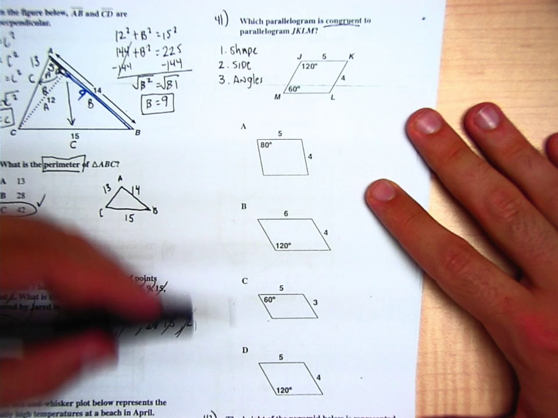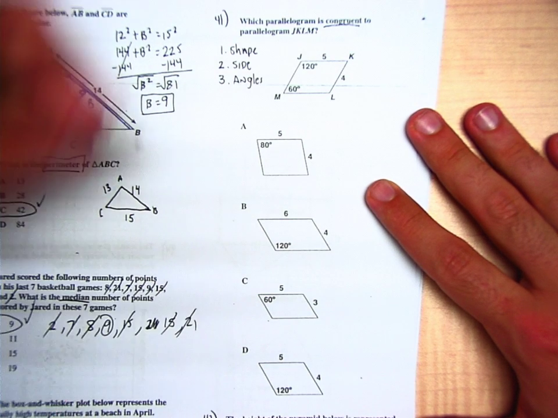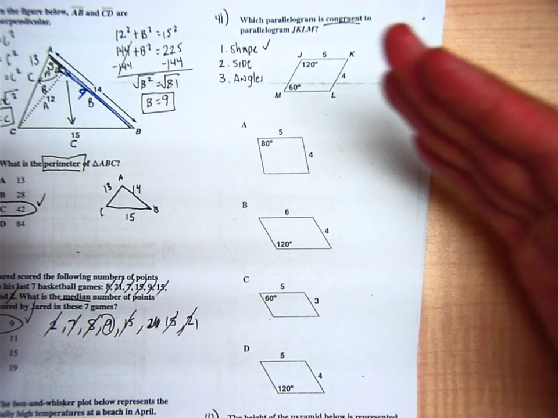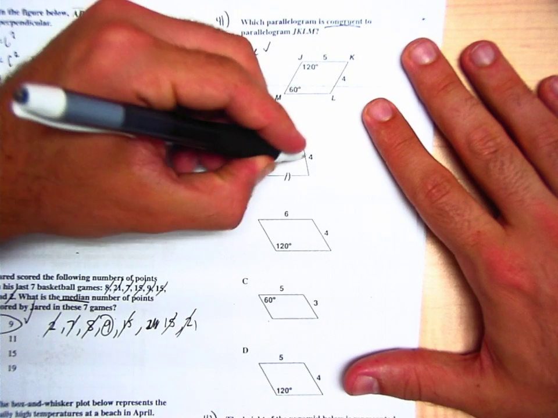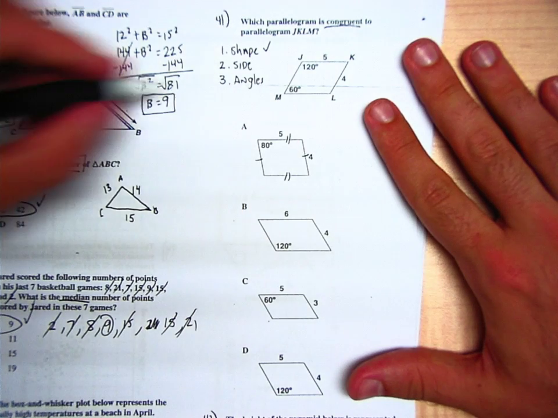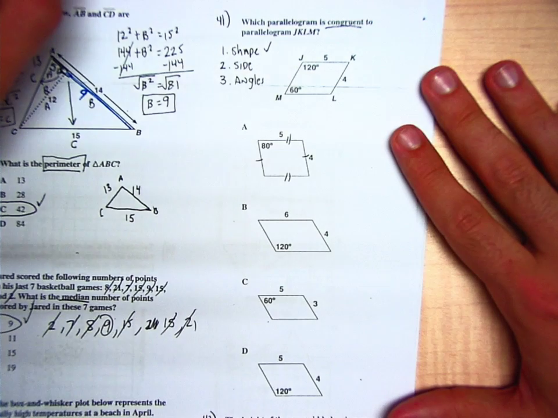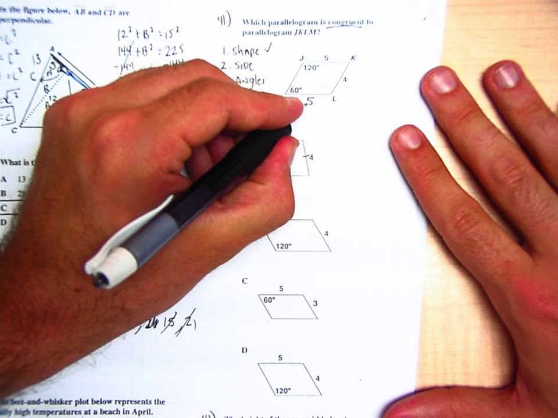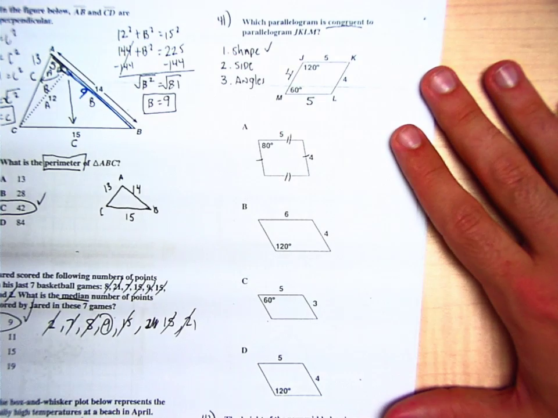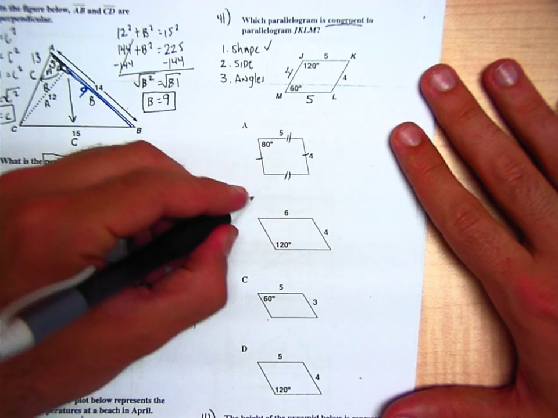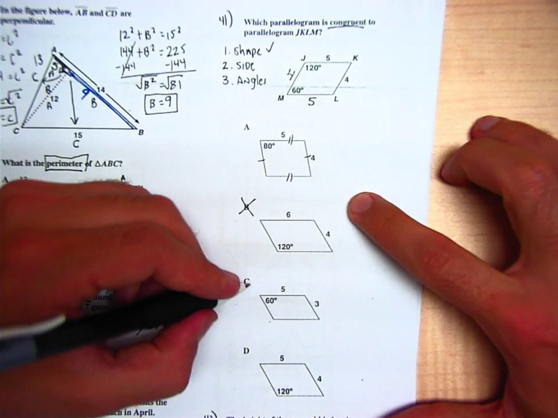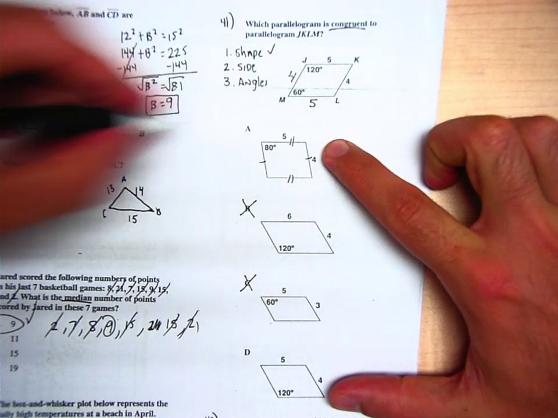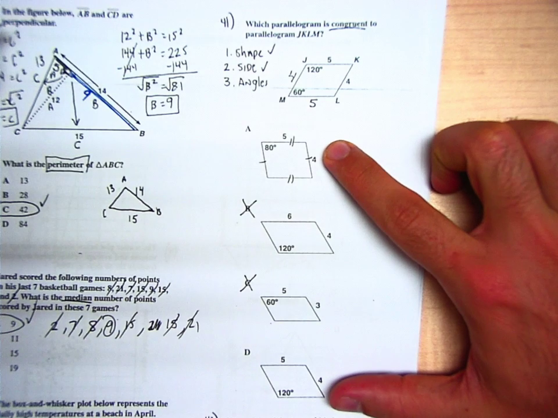If I look at all 4 options, they are all parallelograms, so shape doesn't help me. They all have 2 sides that are parallel. Second, are the sides the same length? JKLM has 2 sides of 5 and 2 sides of 4. So I can cross out B because it has 6 and 4, and I can cross out C because it has 5 and 3. So it has to be either A or D, and I've checked the sides.